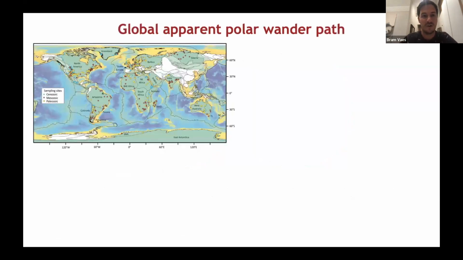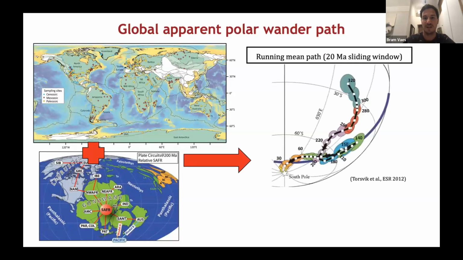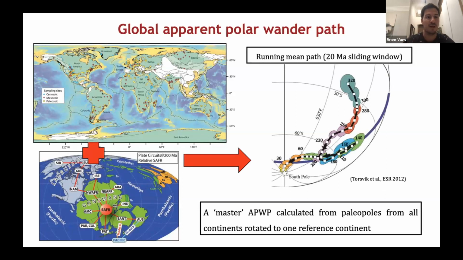Okay, and if we now use data from basically all major stable continents on Earth, and we use a relative plate reconstruction model, so here you see a Pangea fit, for example, then you can obtain a so-called global apparent polar wander path that, relative to a chosen reference continent, gives you the moving position of the paleomagnetic pole. For this, we often use Africa because it has been the most stable continent, supposedly for the last couple of 100 million years.